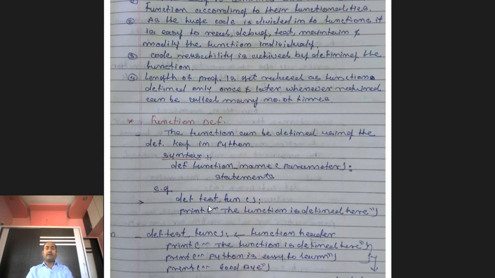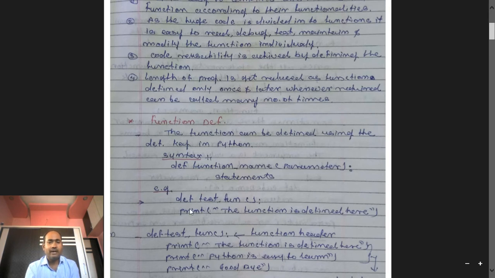To define a function in Python, we use def as a keyword. After def, here is the syntax I have to give: def, function name and the parameters. After that there is a colon, and then the statements. That means whichever statements you need to write for doing the functionality of that particular code, you use them here.